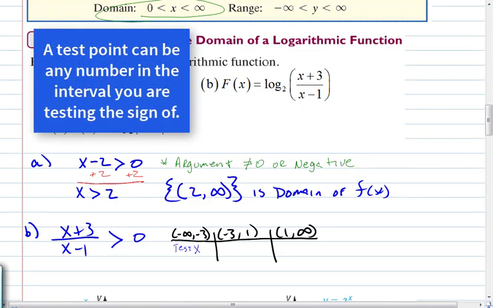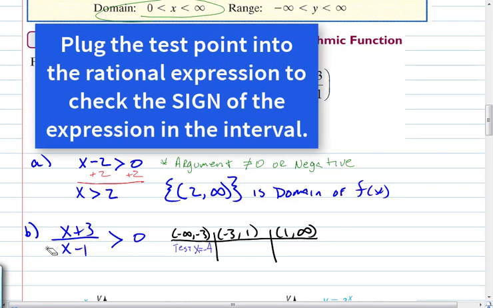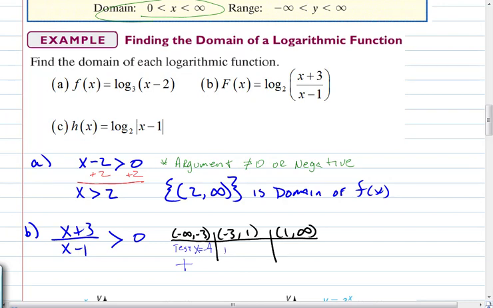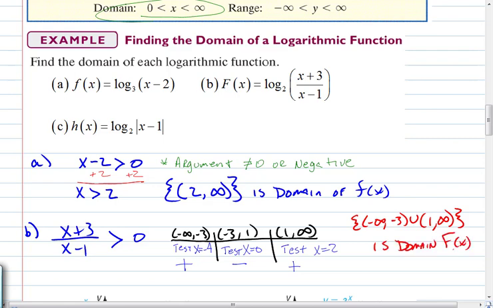So let's test x equals negative 4. We end up getting negative 4 plus 3 is negative. Negative 4 minus 1 is negative, and a negative over a negative is positive. So we're okay there. Go to the next interval. What do you want to test? I like 0. That gives us a negative because a positive over a negative is negative. And then go to the next interval, and that's a positive over a positive. So our domain here is going to be the interval that goes from negative infinity to negative 3 union 1 to infinity. That is the domain of capital F of x.